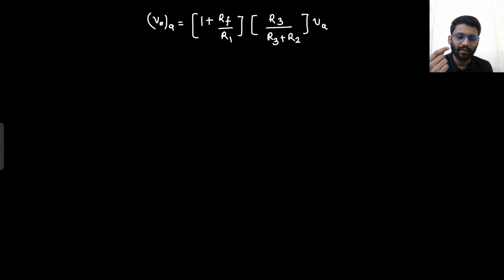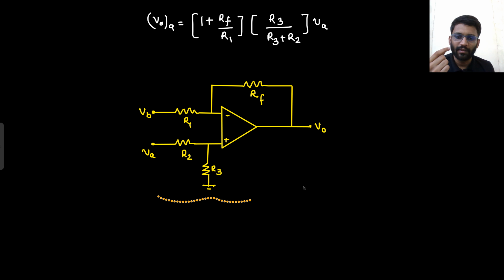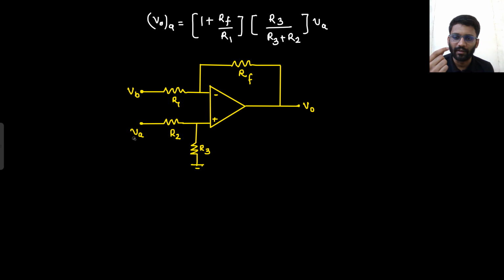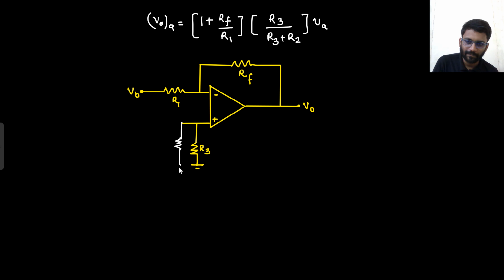Now secondly, we are going to consider VB only. If I am going to consider VB, what will happen? This will be gone. I am only considering VB. Now tell me, if this is gone, then R2 and R3 are coming in parallel. I can replace R2 and R3 with something like this.